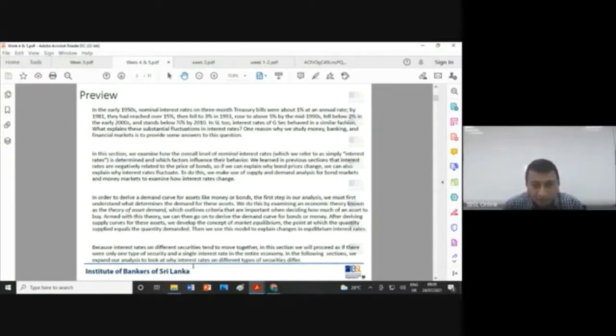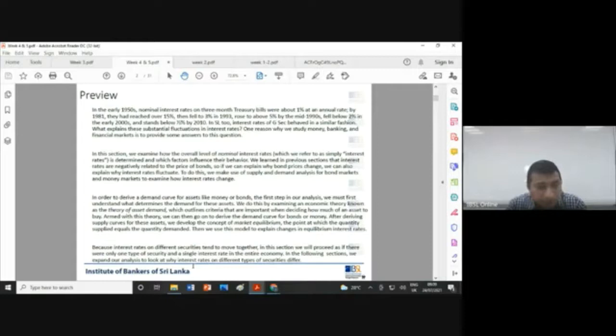Looking at price and interest rates, the relationship is negative. So what you are basically seeing is that bond prices change. By looking at price from this concept, you can explain how the interest rates fluctuate. And by looking at interest rates, you can correlate that to how prices behave. To do this, we make use of supply and demand analysis for bond markets and money markets to see how interest rates behave. That we will more or less start in this discussion itself.